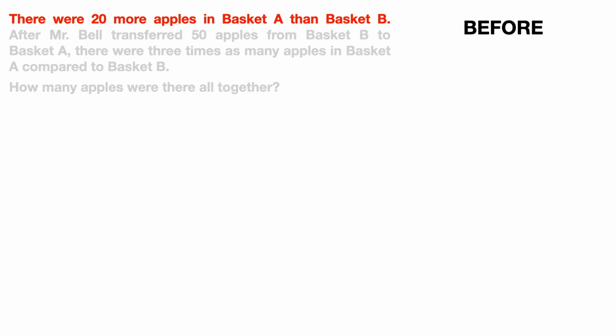So there are 2 time signatures in this problem, before and after the apple transfer. To use a bar model to represent the before situation, we can show the number of apples in basket B as a bar. Recall that bars are used to represent unknown quantities, and the number of apples in basket A can be represented by the same size bar with an attached line segment of 20.